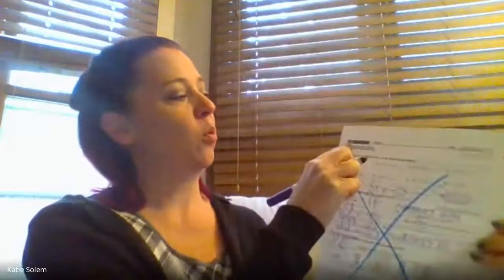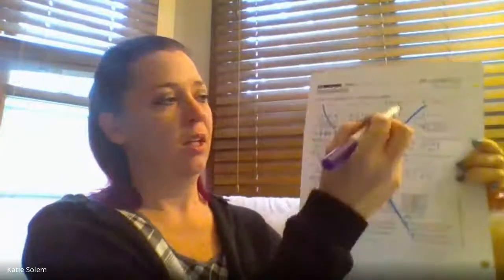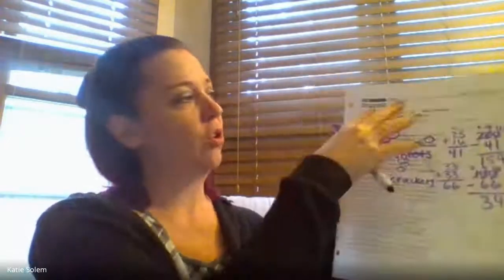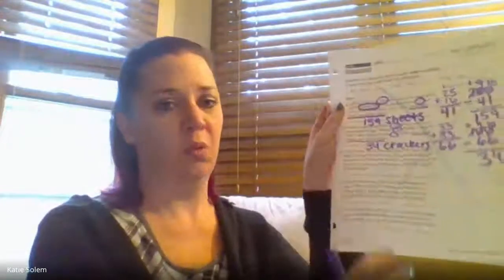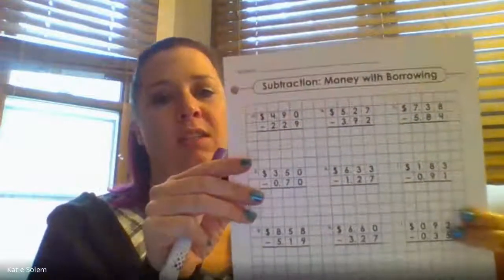Now, the back of that page, it says 1-2, remembering. You can cross that page out. We are not doing that page. So you're going to do the homework 3-14, but you're not going to do the remembering. Instead, you're going to do this page that says subtraction with money.